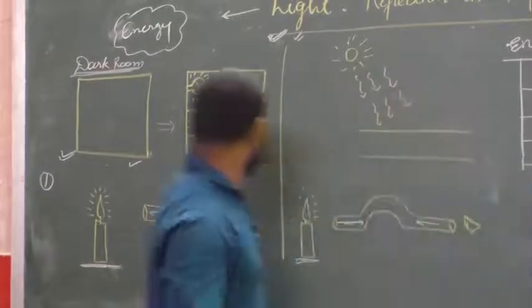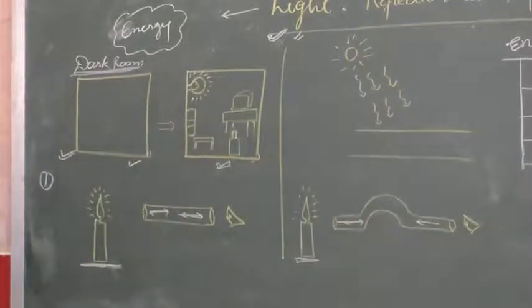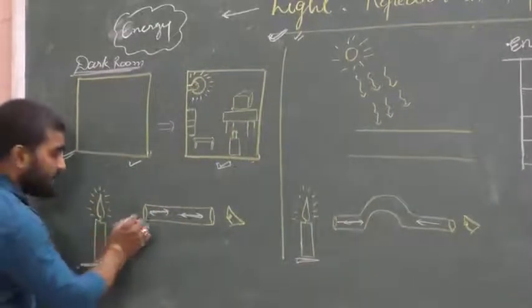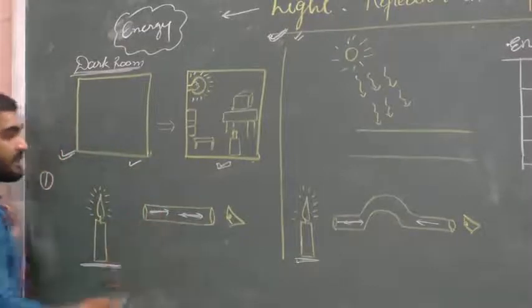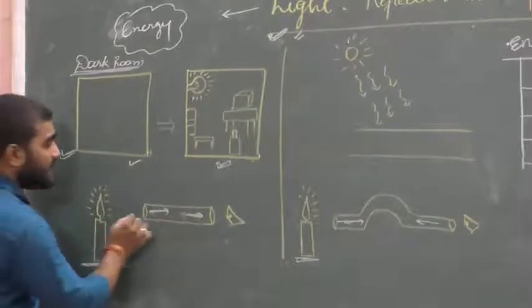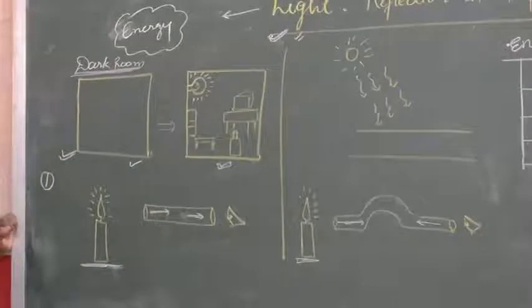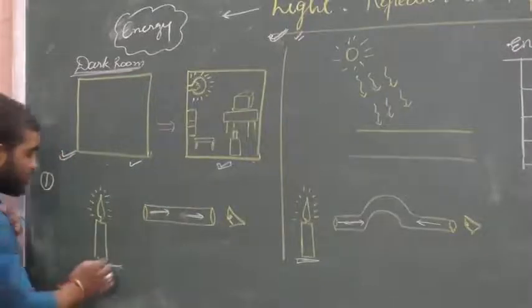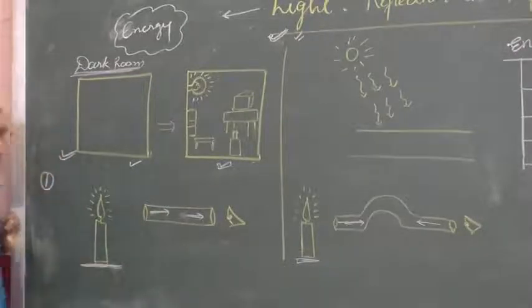So there are some characteristics of light, in which the first characteristic is what? See here, light always propagates in a straight line path. From this observation, we can prove it.